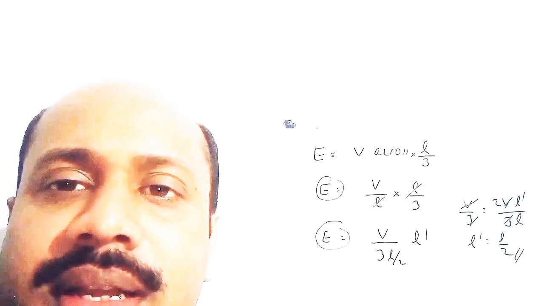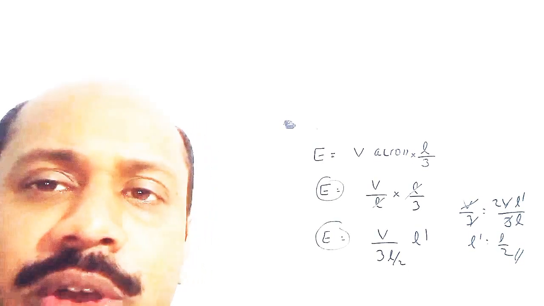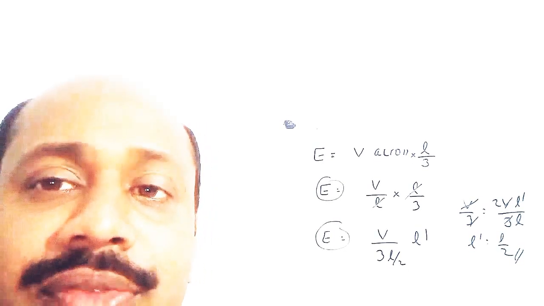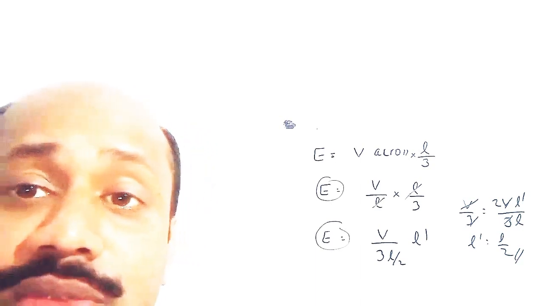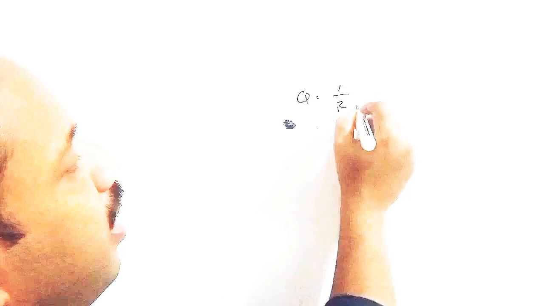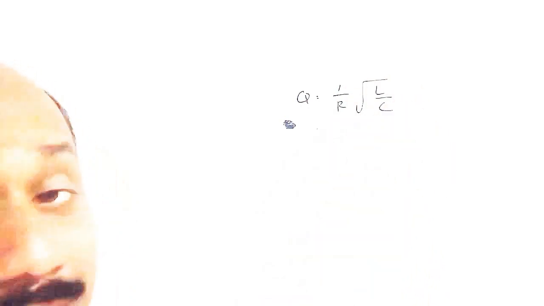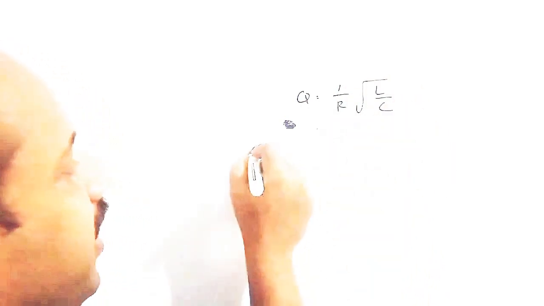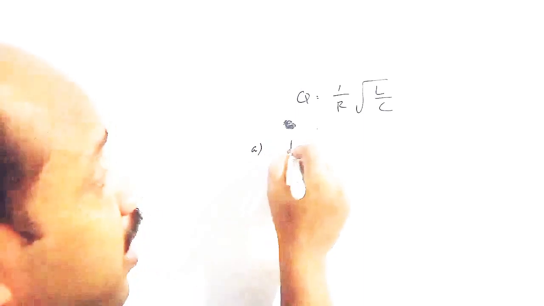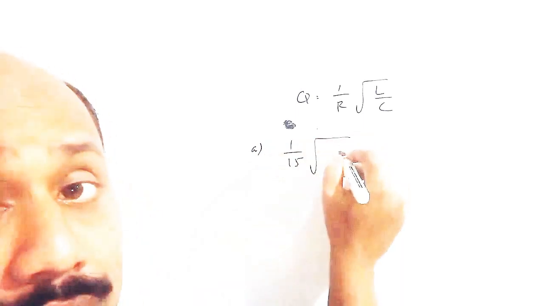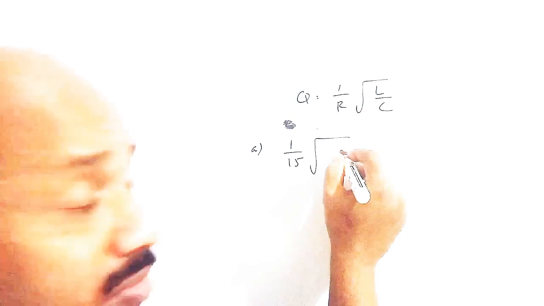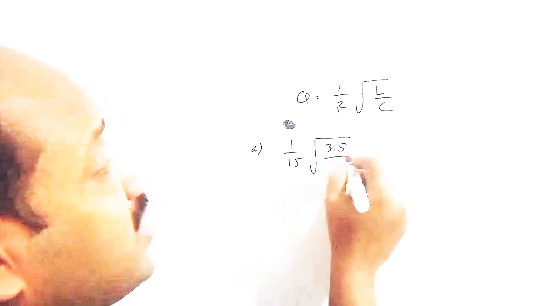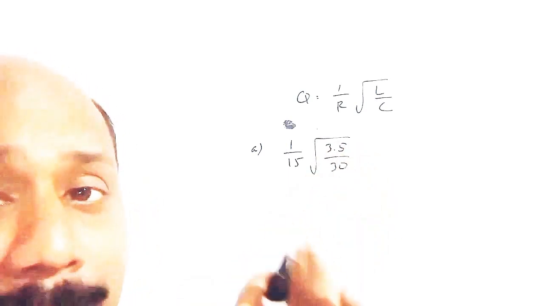Second one. Sixth question. Which of the following combinations should be selected for better tuning of an LCR circuit used for communication? For better tuning, quality factor should be better. Yes. Quality factor is Q is equal to 1 by R root L by C. Look at the values of each and every choice. A choice: 1 by R is 1 by 15, root L by C is 3.5 divided by 30. I am not changing the unit because I just need to compare, right?